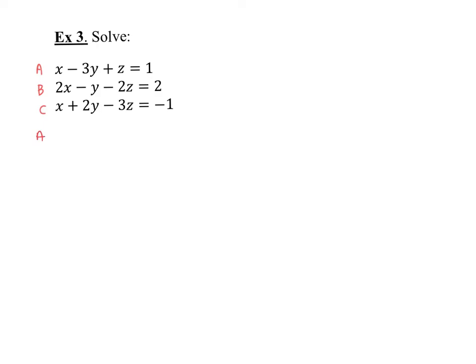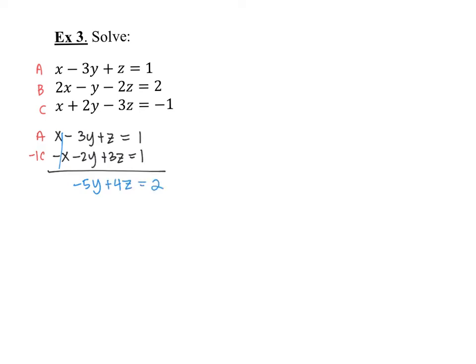I think I'm going to keep A the same: x minus 3y plus z equals 1. Make sure your z's don't turn into 2's, by the way. I'm going to multiply the C equation by -1 so I can cancel the x's out. So negative x minus 2y plus 3z equals positive 1. So the x's do cancel. Negative 5y plus 4z equals 2.